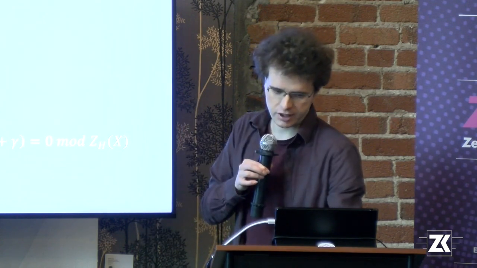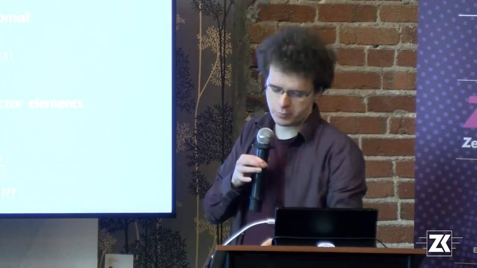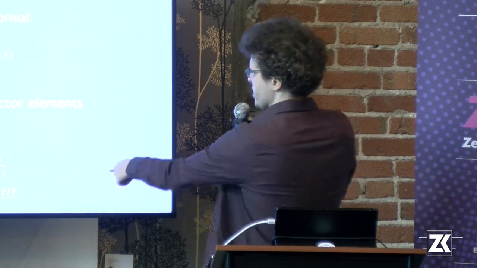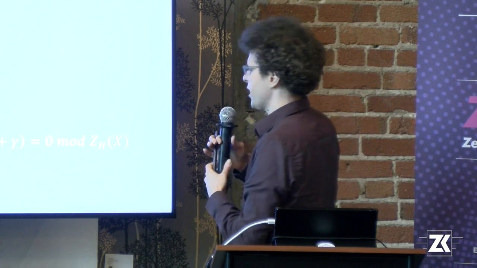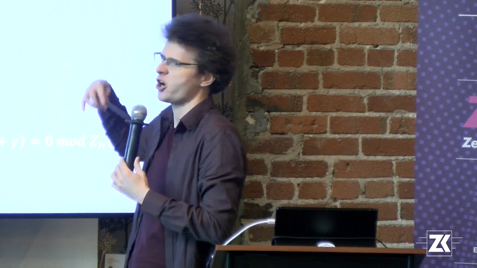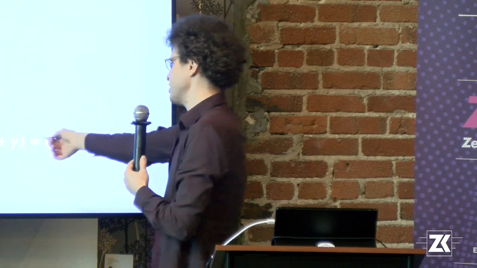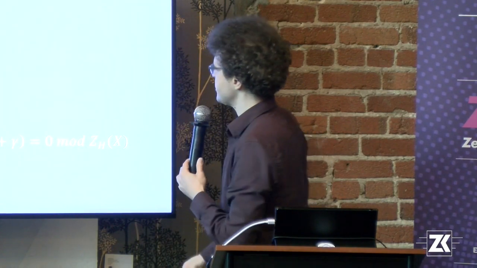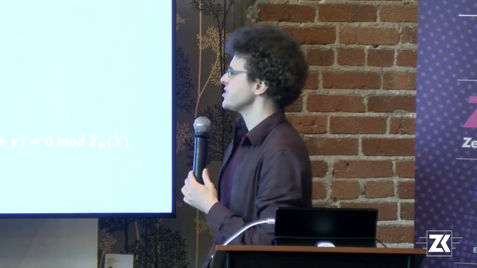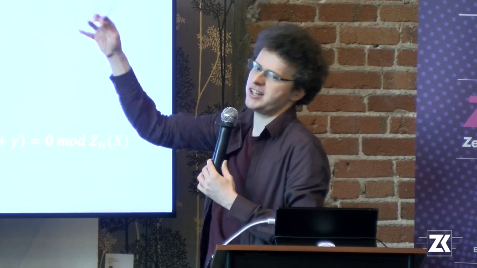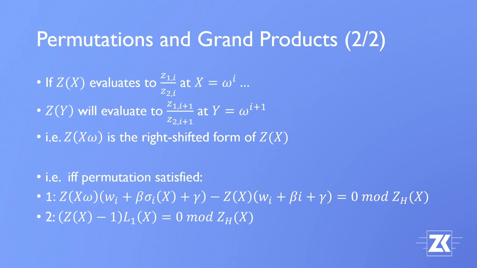that fractional term that we had in the previous slide, you multiply out by the denominator, and you get this relationship here, where if z of x represents your current vector values of your grand product, then z of x omega represents the future values of your grand product argument shifted by one, and so you multiply z of x omega by the denominator of that fraction, z of x by the numerator, you take the difference between the two, and if it's equal to zero modulo the vanishing polynomial, then you know that the polynomial z of x correctly accumulates these grand product terms that you need to validate your permutation.